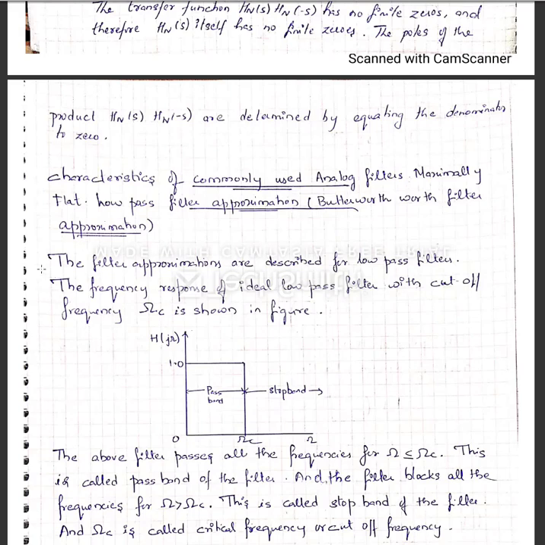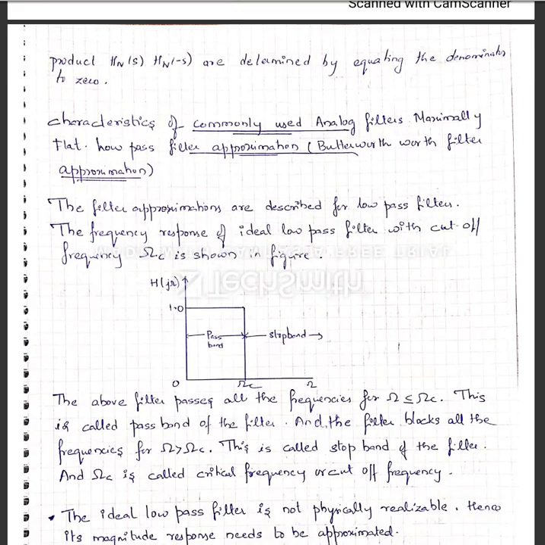Now the characteristics of a commonly used analog filter, the maximally flat low pass filter. I told you the Butterworth filter can also be called a maximally flat low pass filter. That is its characteristic.